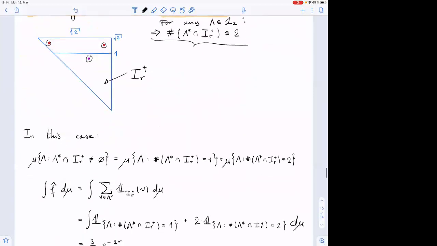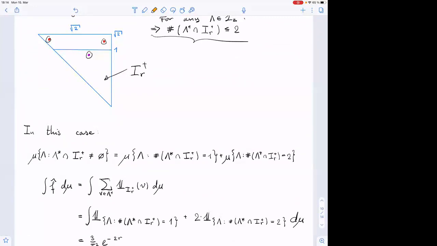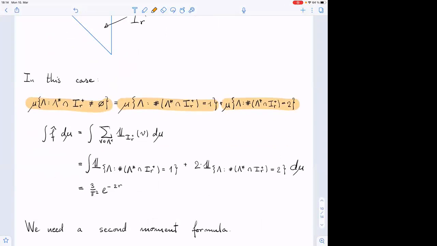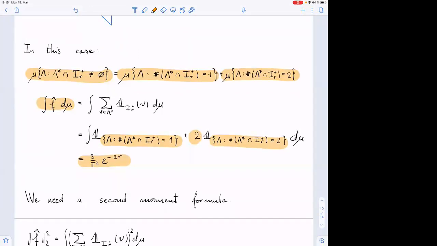Exactly. Okay, so now in this case, this is what we want to compute the measure of. That's the probability that we have 1 intersection plus the probability that we have 2 intersections. So we do the same as before. We take the Siegel transform and we integrate it, and we get the same result. But now we have the measure of this set plus 2 times the measure of this set, and we want the measure of this set plus 1 time the measure of the other set up here.